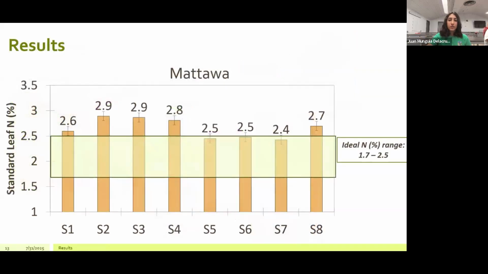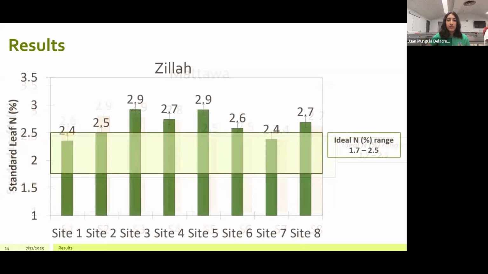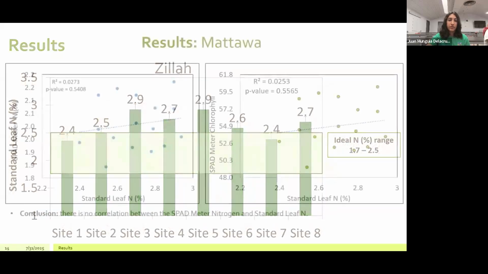Okay. So what results did we collect and what did we find out? This is the Mattawa site, and we actually found out that the ideal nitrogen percentage received by the lab was well within and above the ideal range. This ideal range is already established in literature research papers, and that's a good sign. That means that there's no nitrogen deficiency. And same with Zillah. So we found out that our 8 sites were pretty much sufficient in nitrogen.